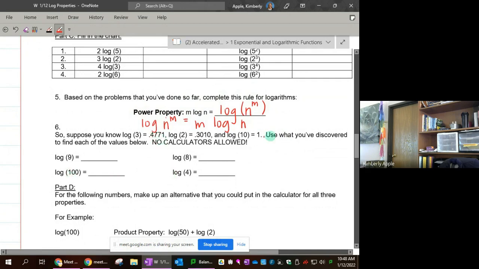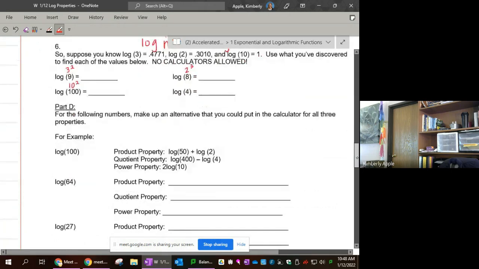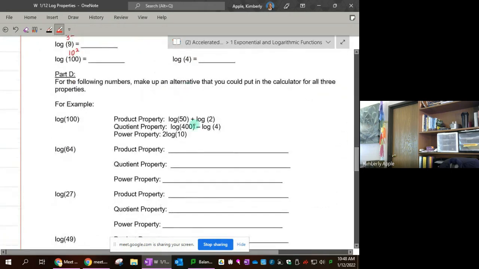So when you're working through these, you'll just need to write this number as a power, right? We can write 9 as 3 squared. We can write 100 as 10 squared. We can write 8 as 2 to the third, and so on and so forth. Now, down in this last part, part D, these are definitely test questions. I know these are on your test, and I think there's one on your quiz as well. So just FYI.